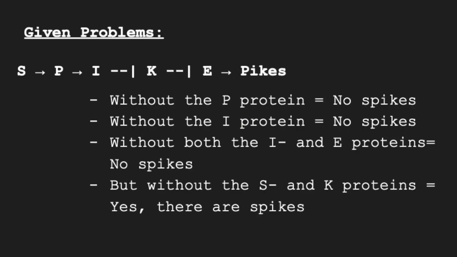This example shows how important the specific proteins involved in beetles and the formation of their spikes really are. Some proteins help advance spikes to be grown, while others suppress the growth of spikes. So, this map in terms of beetles: without the P protein, there are no spikes. Without the I protein, spikes cannot be made either. With both the I and the E proteins missing, there are no spikes. But when the S and the K proteins are missing, there are spikes produced.